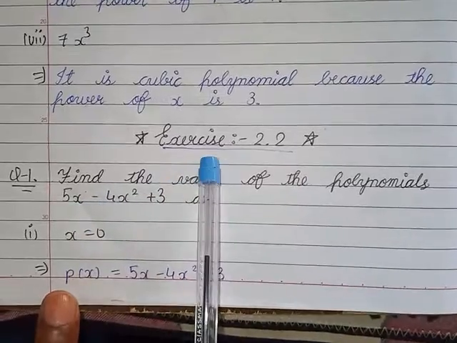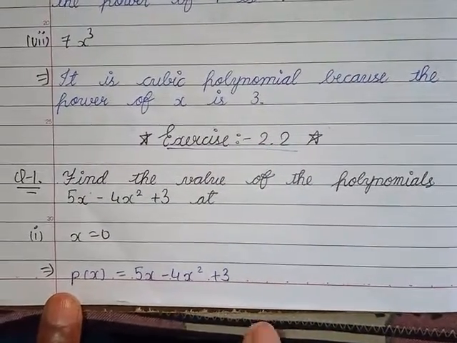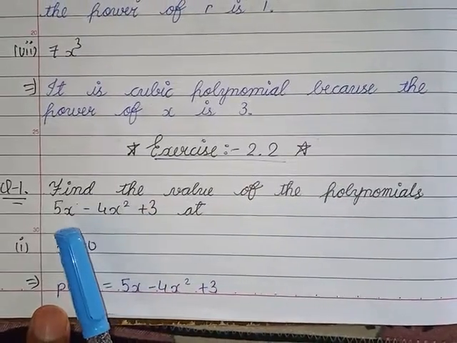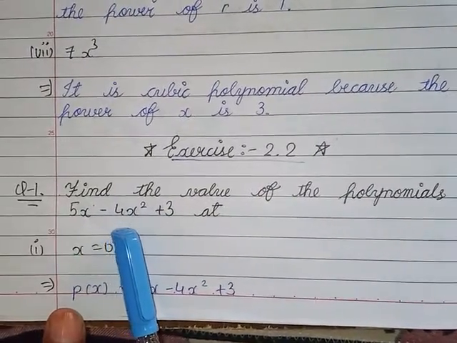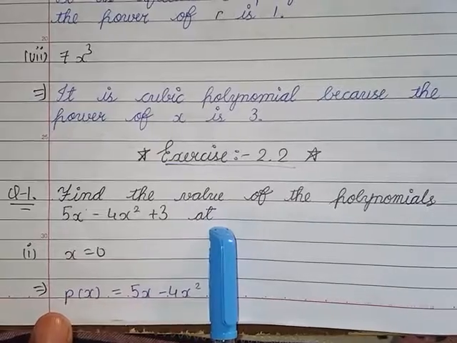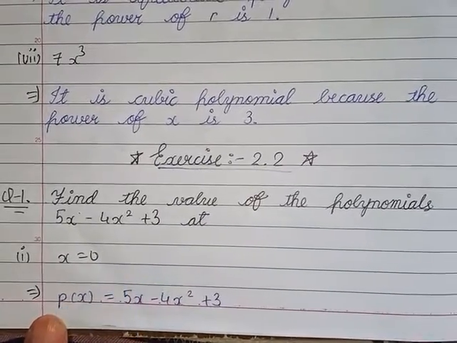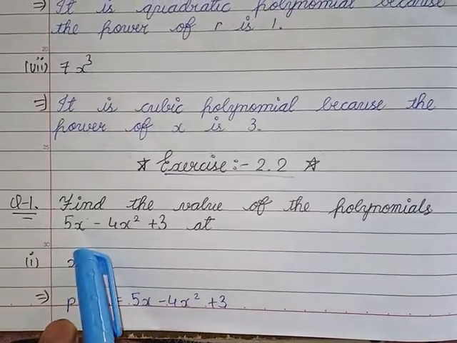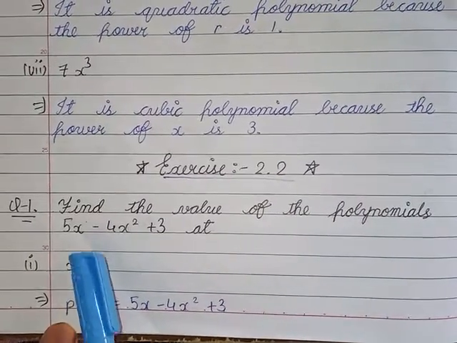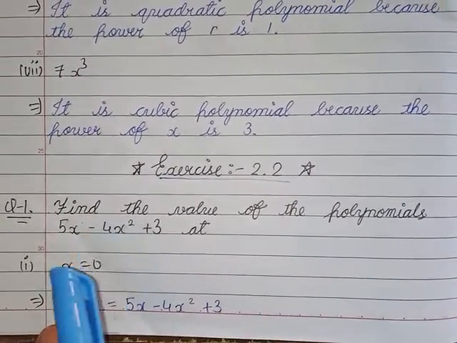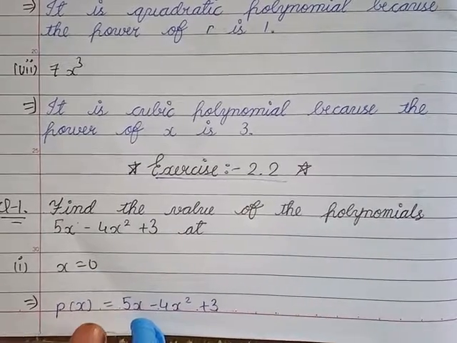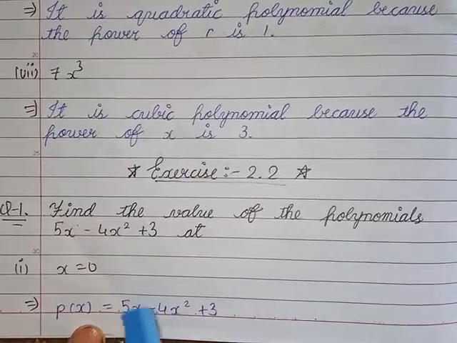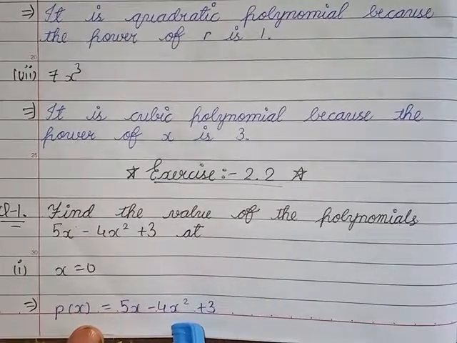So children, let's start with exercise 2.2. Question number 1. Find the value of the polynomial 5x minus 4x square plus 3 at first x is equal to 0. So what you have to do is substitute 0 in place of x. So p of x is equal to 5x minus 4x square plus 3. In place of this x, you have to write 0.